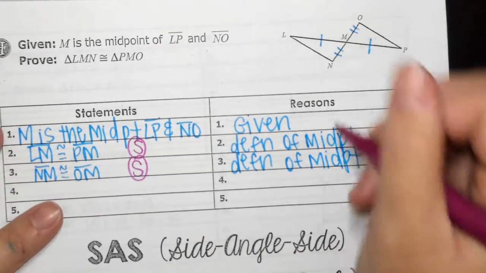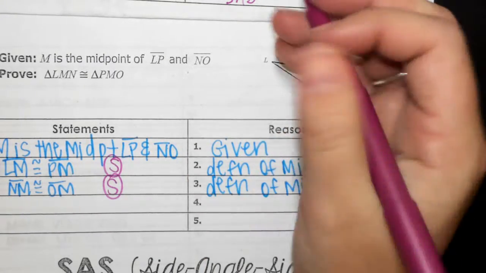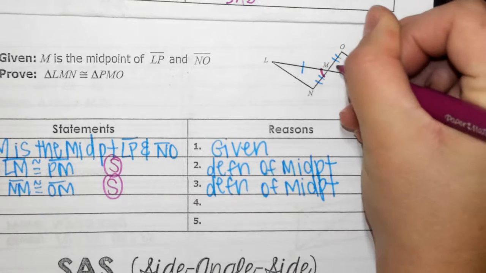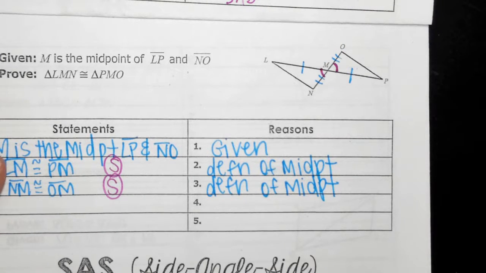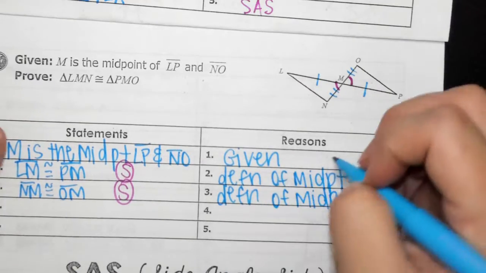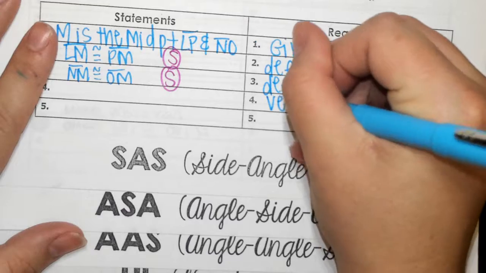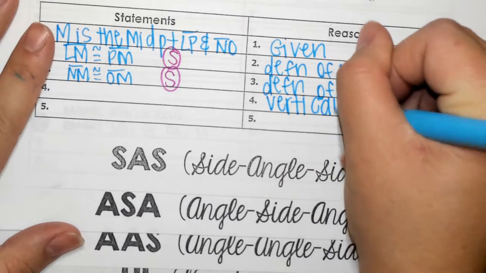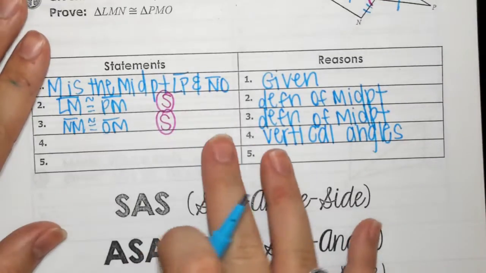Good, Peyton. Good, Jacob. Jacob said M, but Peyton said vertical angles. Yes. This is congruent to this. They're vertical. So, what's the reasoning you think I'm about to write? Vertical angles.